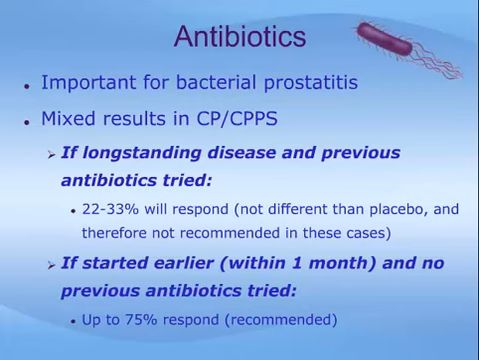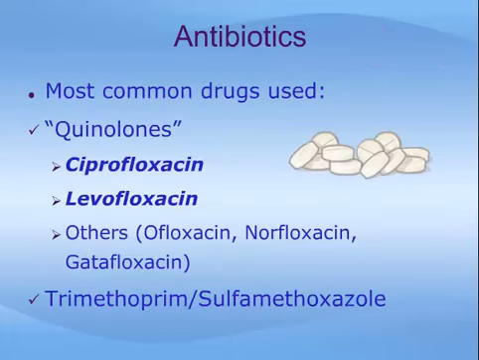If started within 1 month of symptoms, however, and no previous antibiotics have been tried, then the success rate is as high as 75%, and in these cases, treatment is recommended. The most common antimicrobial drugs used are a class called the quinolones, and an older medication called trimethoprim sulfamethoxazole.